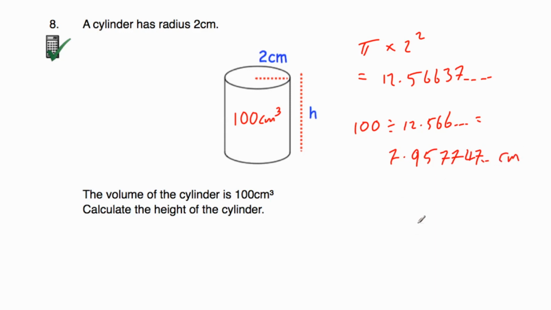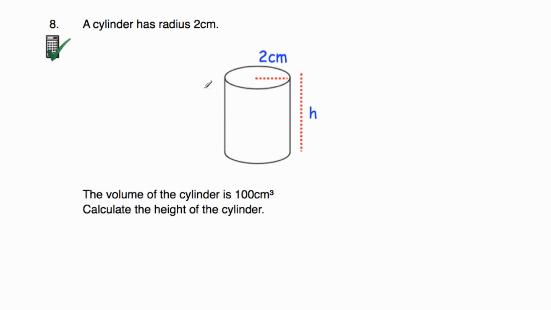And if we round this to 2 decimal places, it would be 7.96 centimeters. So the height of the cylinder is 7.96 centimeters. And that's it. So we found the area of the circle. We know if we times the area of the circle by the height, we get the volume. So if we divide the volume by the area of the circle, that will tell us the height.